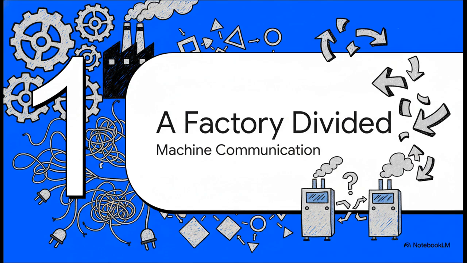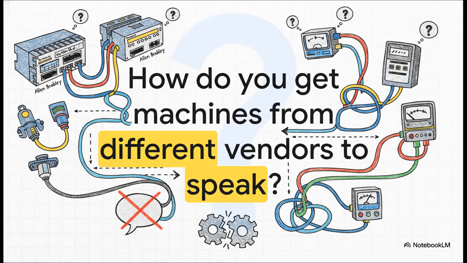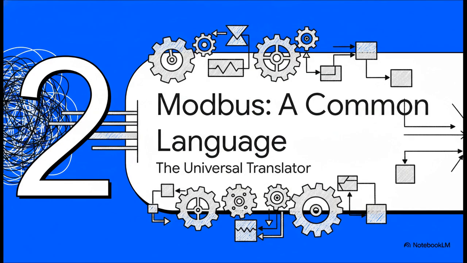To really get why Modbus is such a big deal, we need to wind the clock back a bit. Picture a factory floor before a common language existed. It was, well, organized chaos at best. Okay, so imagine this. Your factory is filled with the brains of the operation, these PLCs, or programmable logic controllers. You've also got tons of sensors and meters. But here's the catch. The gear from one company, say Allen Bradley, spoke a totally different language from the gear made by Siemens. It was like the Tower of Babel on a factory floor. Getting them to work together?